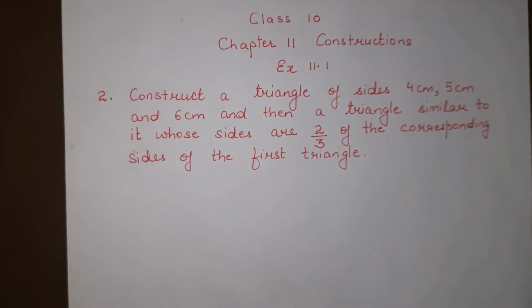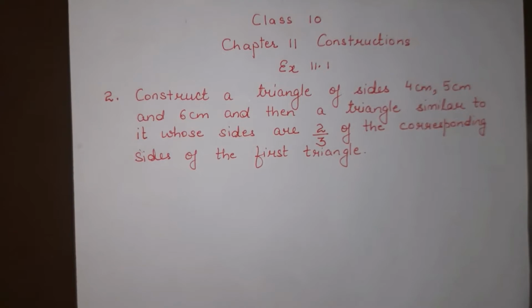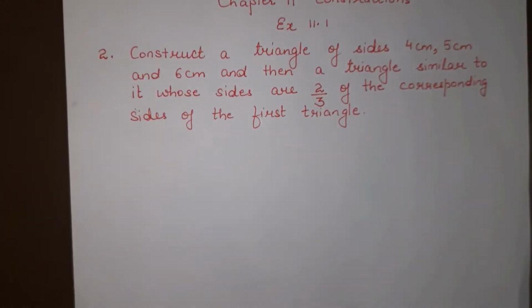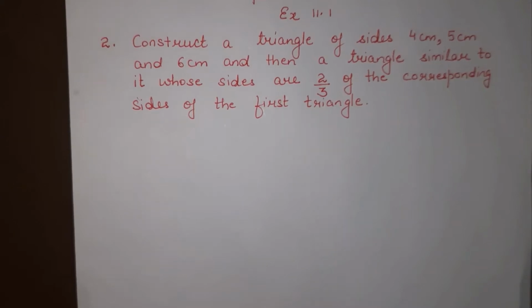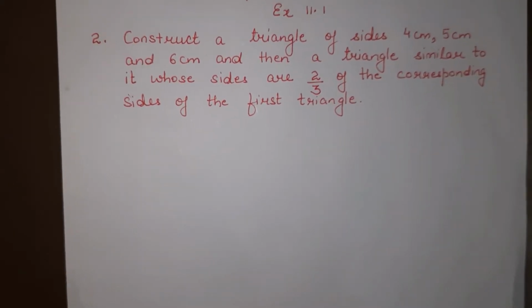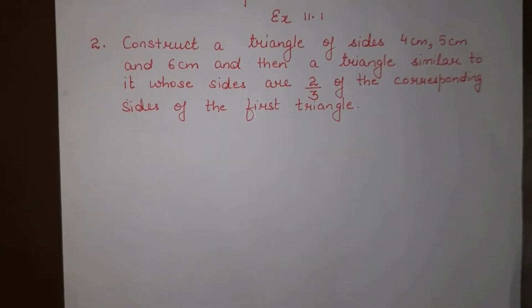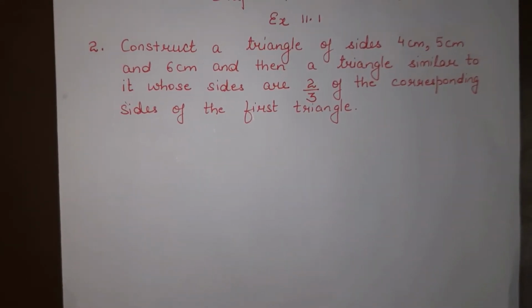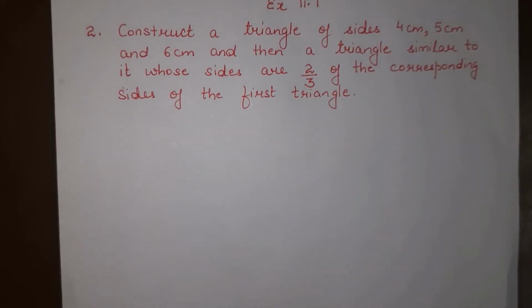Hello everyone, today we will do class 10th chapter 11th constructions exercise 11.1 question number 2. Construct a triangle of sides 4 cm, 5 cm and 6 cm and then a triangle similar to it whose sides are 2 by 3 of the corresponding sides of the first triangle.